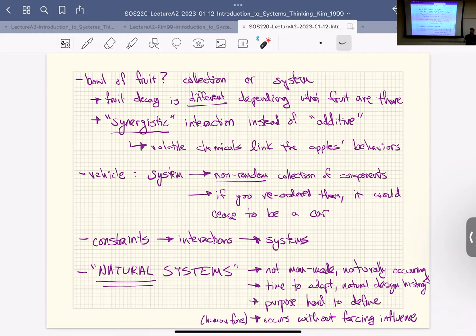All right, so any comments or questions about that? Ideas of natural systems, or I guess we'll add the word cryptic. And that makes them tricky. Okay. Good. All right.